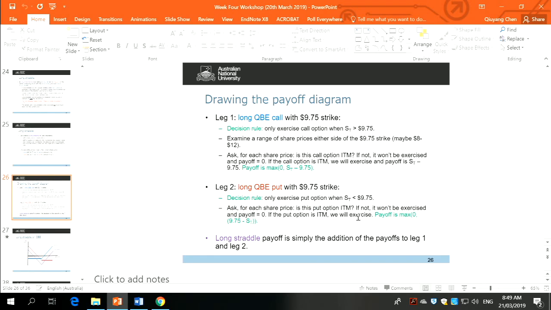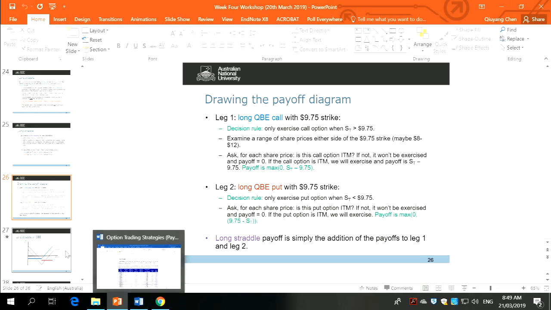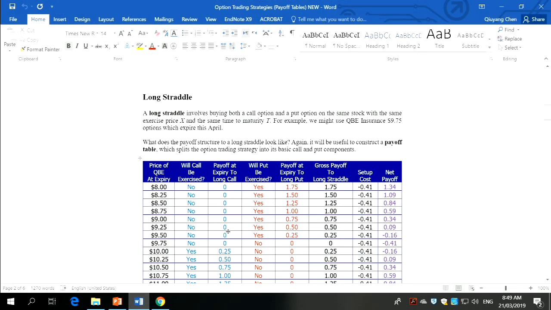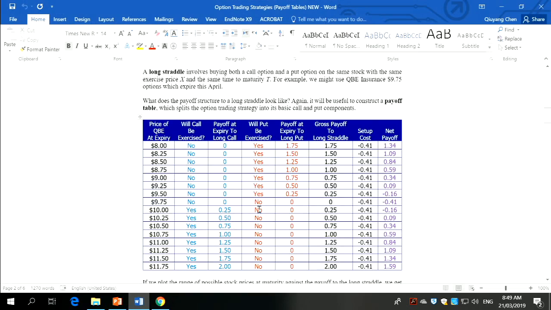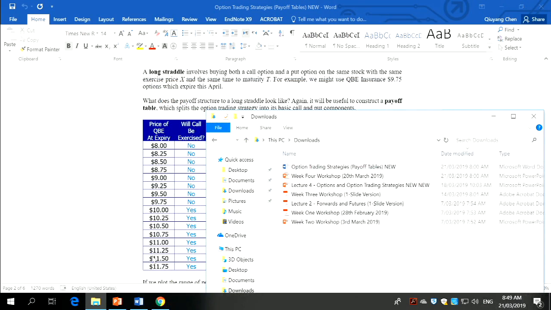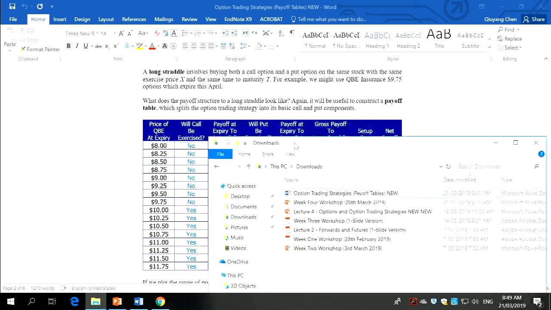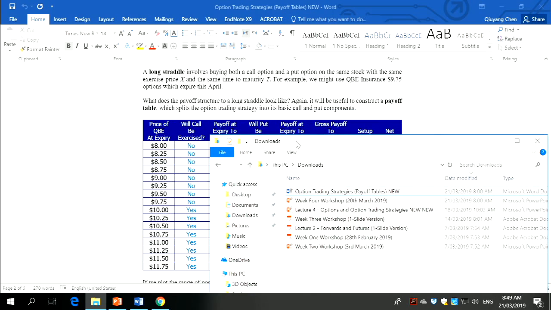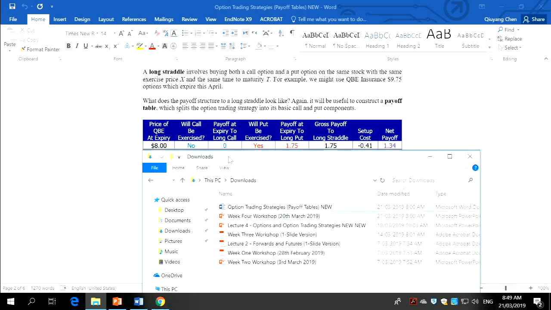Okay? So the way I said to draw the payoff diagram is that you can use something like this, a payoff table. Basically, you list a range of possible share prices at the expiry date when the option expires, and then you ask yourself whether or not you would like to exercise the option. All right, so for instance, remember the first leg in the straddle strategy is we long a call option. So when the share price is $8, you ask yourself, do I want to exercise my call option?